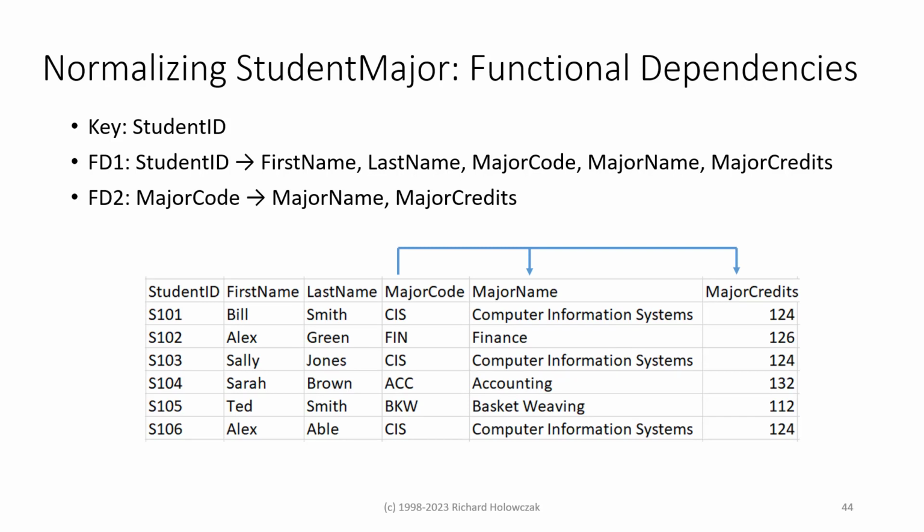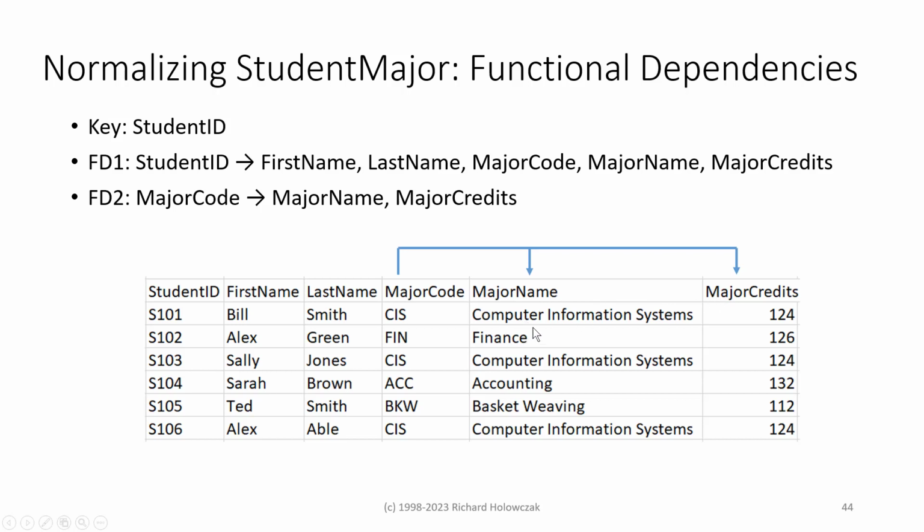All right, did you get the major code determines the major name and the major credits? Hopefully you did. I don't think we can use last name, because there's some Smiths in here. I don't think first name works for anything because there's a couple of Alexes. Probably the major code determining major name and major credits is the way to go.